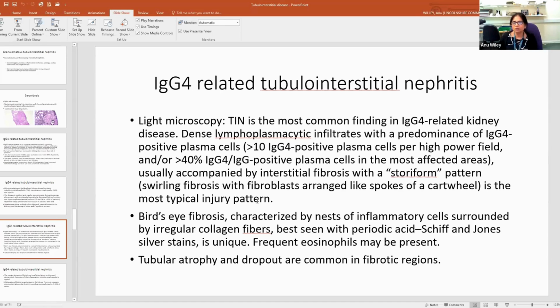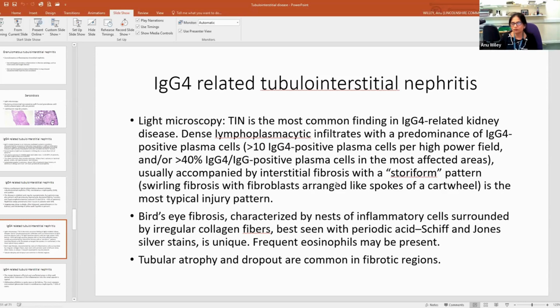So you will see the swirling fibrosis with fibroblasts, like the spokes of a cartwheel. And that, together with the diagnostic number of plasma cells, you can start thinking about IgG4-related TIN. Obviously, it's a clinical pathological diagnosis. Another type of fibrosis which you see in patients with IgG4-related TIN is called bird's eye fibrosis.